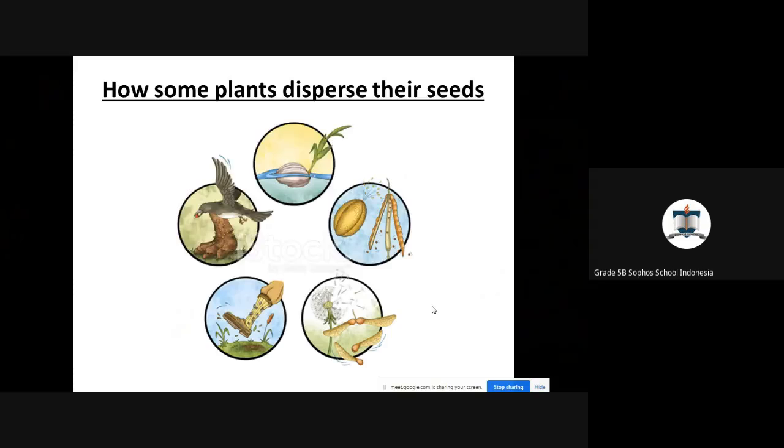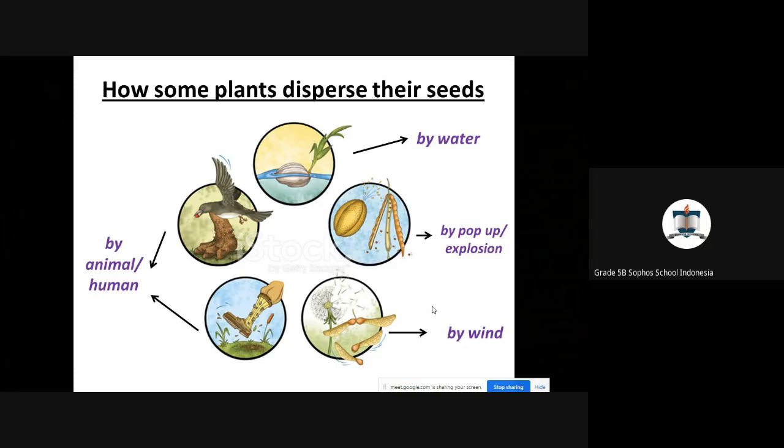So here are some ways of seed dispersal. I provide 5 pictures here. The first seed is the coconut seed. It will be dispersed by the water, just floating on the water. The second is the bean pod, dispersed by explosion or popping up. The third one is the dandelion seed, blown by the wind, and the other two will be dispersed by animals or humans.